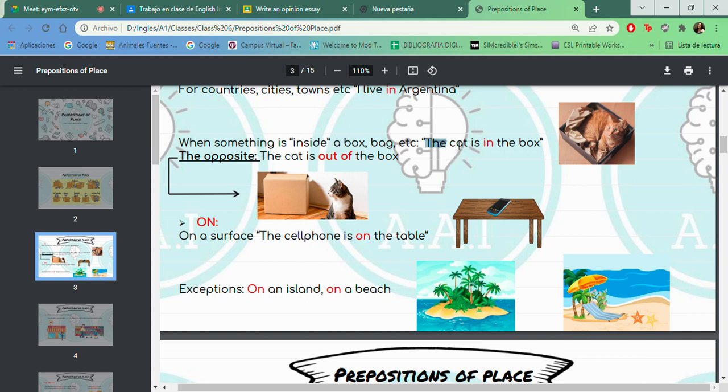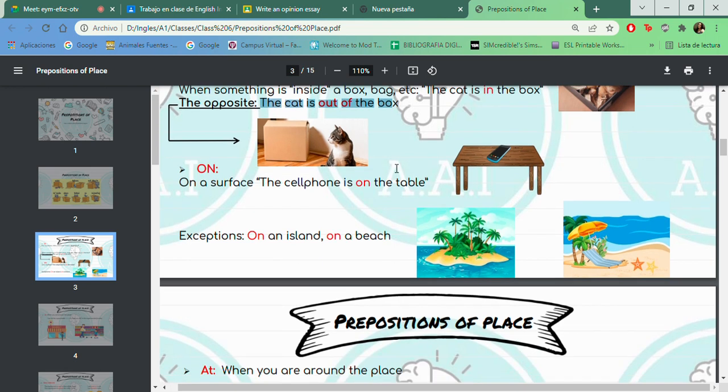Good. The cell phone is on the table, for example, here, as you can see. And the opposite, for example, here the cat is in the box. The opposite will be out of the box. You can also say from this perspective that the cat is close to or next to the box.